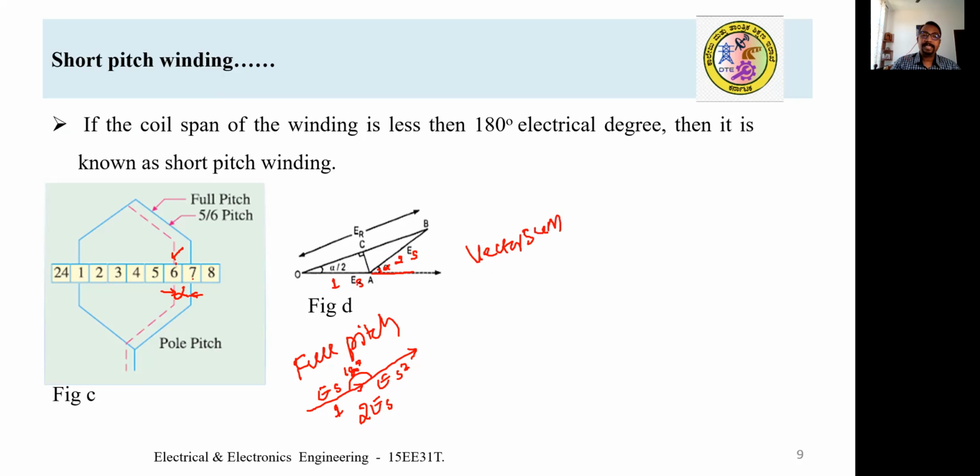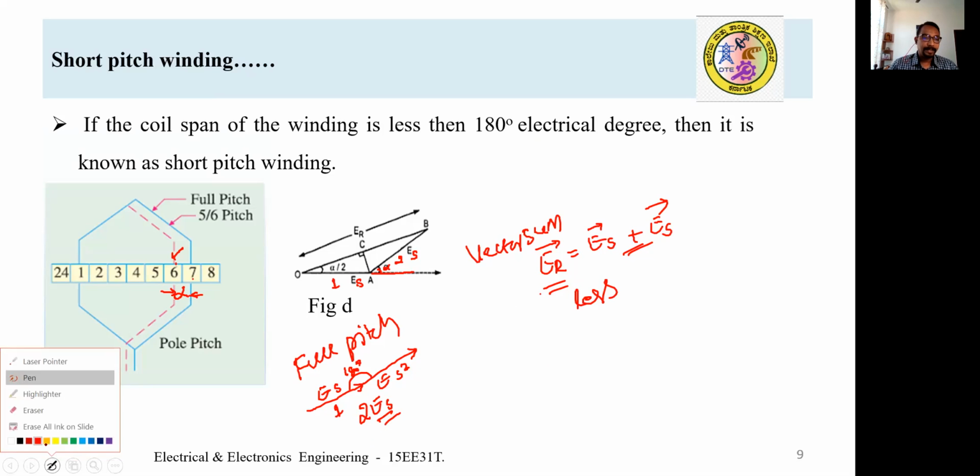So for ES plus ES, you can construct a parallelogram and find out the net voltage. That is, ER is the vector sum of ES and ES. Here it is a vector sum, whereas in a full pitched winding it is an arithmetic sum. Hence the net voltage induced in a short pitch winding is less. But what is the advantage? The advantage is we get a pure sine wave. So this is regarding the short pitch winding.